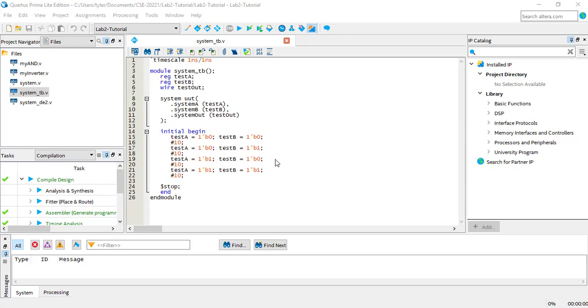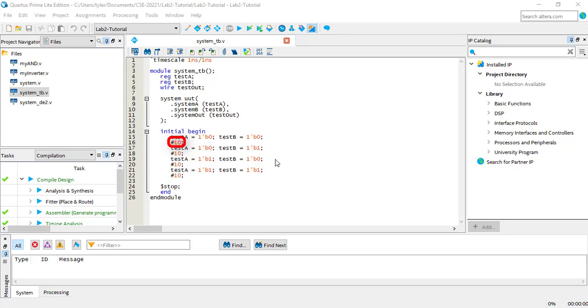And finally, the weirdest part is the initial block at the bottom. Its purpose is to change the values of the inputs over time. The first line of the initial block happens right at the start of the simulation, and the input assignments in that line happen simultaneously.